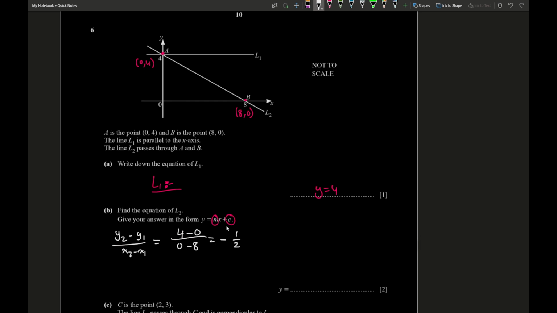And now for the y-intercept, which is c, it is literally given in the graph because c is the y coordinate when x is equal to 0, or when the line passes through the y-axis. So c is equal to 4. That's it. So our equation is y is equal to negative half x plus 4. That is the answer. Just write that down here.